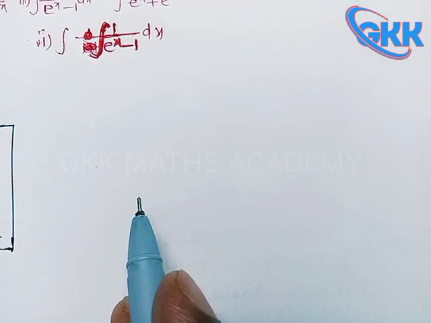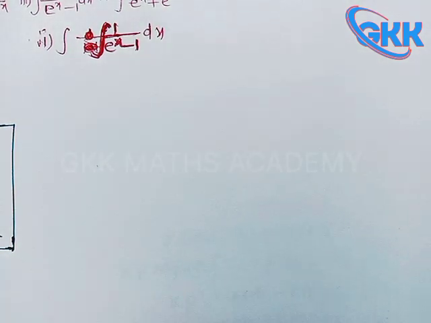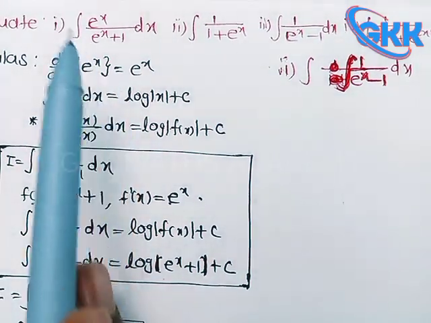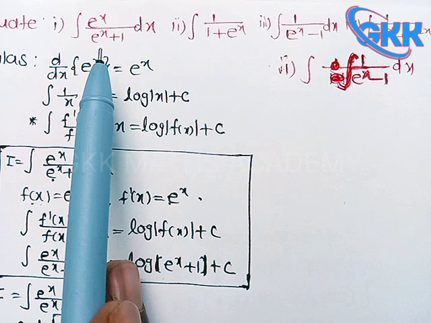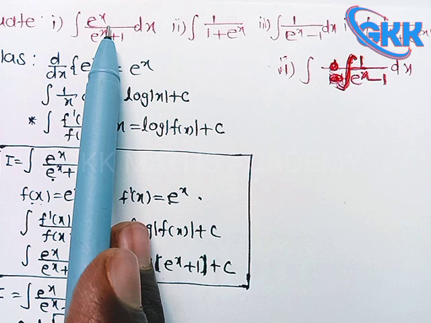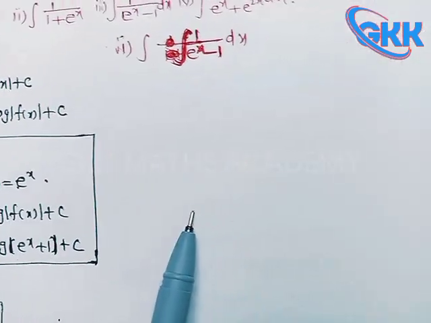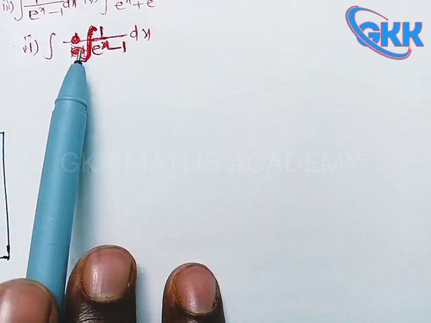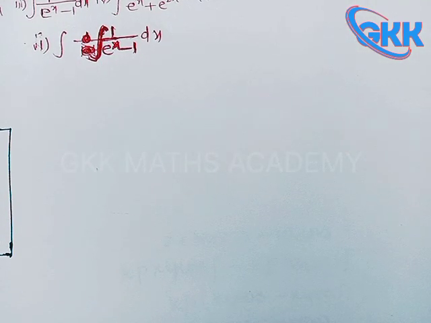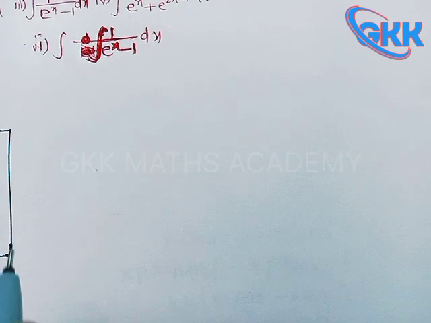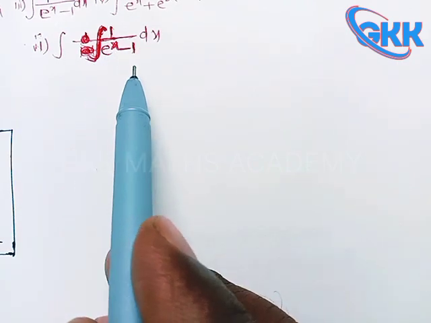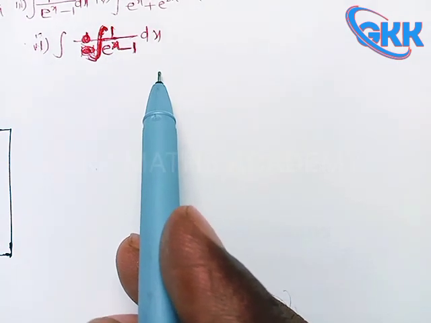See that, sir. If you observe the previous one and this one, in the previous one we have e power x in the numerator, so we can find d by dx of e power x in the numerator, yes or no? But here there is no e power x in the numerator, just 1 upon e power x minus 1 dx. So some students will take the common, or some of them will multiply with e power minus x dx. You can go through that.